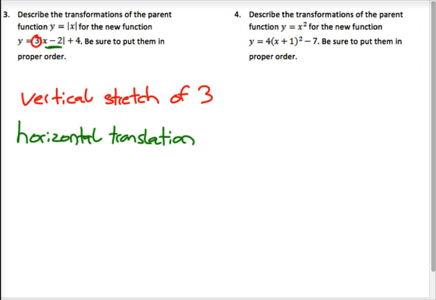And remember, in this case, it is the opposite of what we'd expect. That minus is actually referencing to the right. So horizontal translation, right 2. So you can shift it to the right. And then the last thing I notice is at the very end, separate from everything else, 4 is being added. So that 4 is actually moving the function up. So this is going to be a vertical translation.